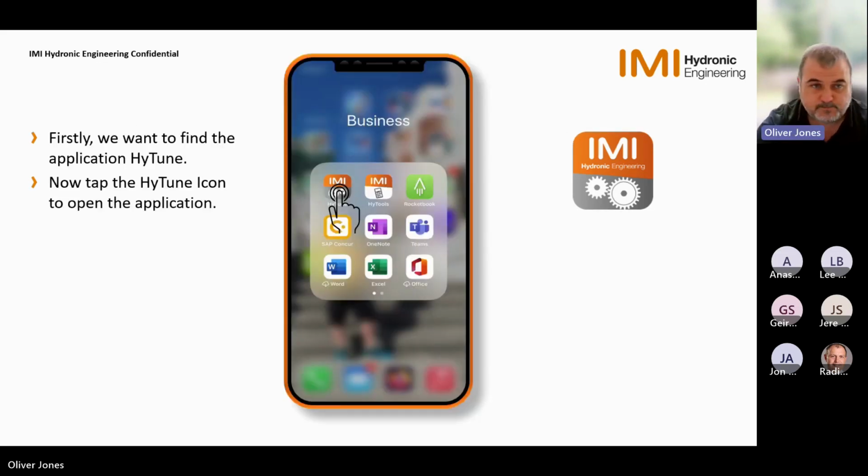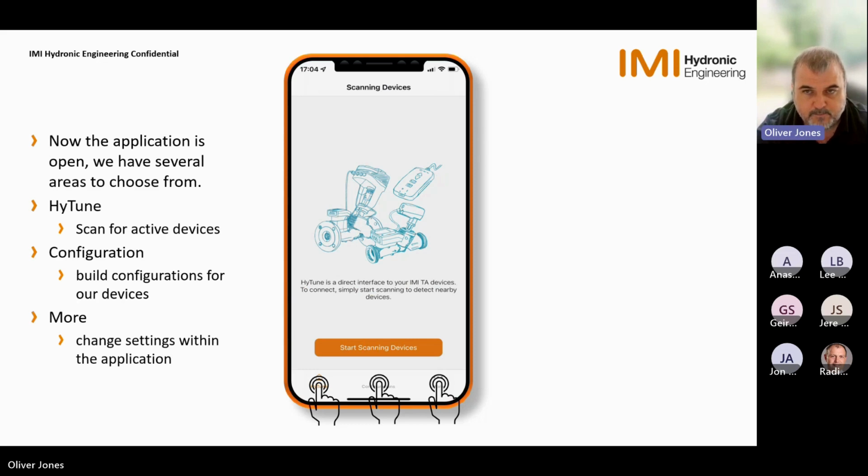So without further ado, first we want to find the application within our device itself. So we're going to look for our Hytune icon, which is the one on the right hand side with the two cogs. And then once we enter, we're going to enter into the app itself. So from the main screen, we have a number of areas that we can choose from. We have the Hytune area, which is what brings us back to this screen. This is our home screen. And we can scan for active devices by clicking the Start Scanning Device button.